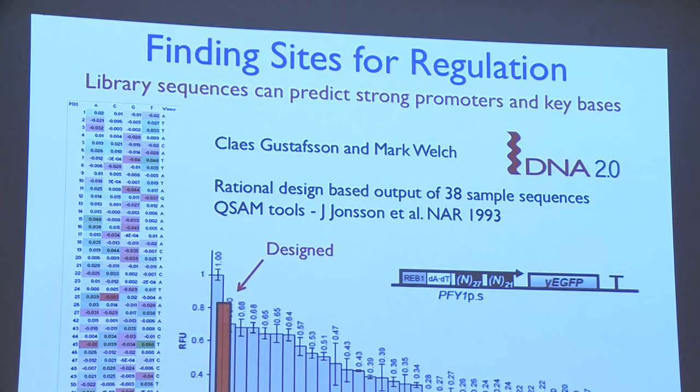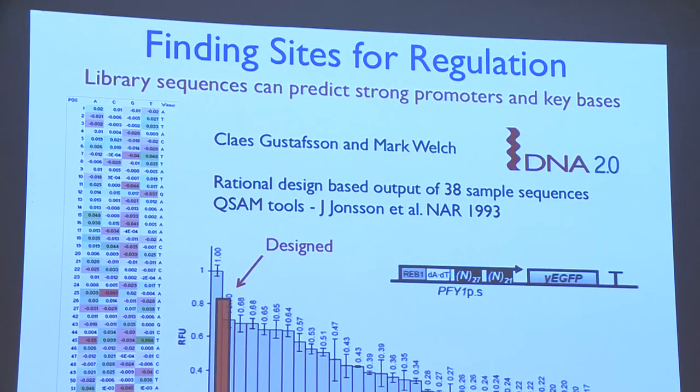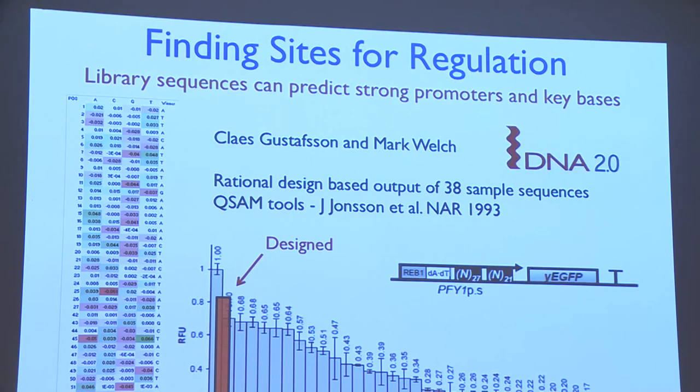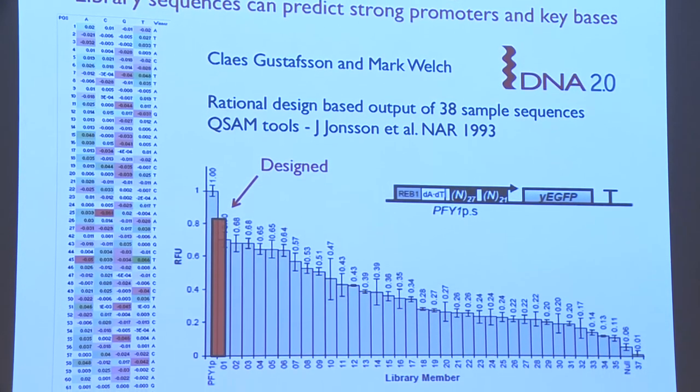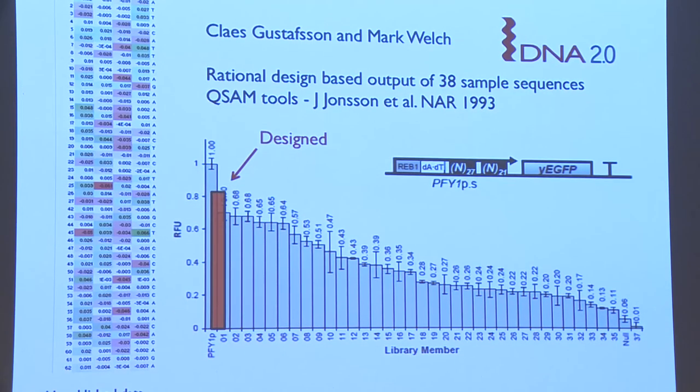They went through this sequence and they have an algorithm that looks at all the base sequences within the mutation library and what the output of that promoter was, and then tells you the relative importance of every base, as well as they can from the very small data set we provide them.